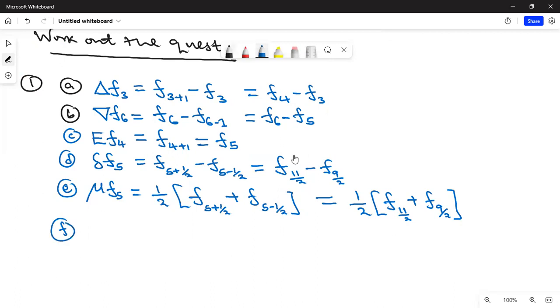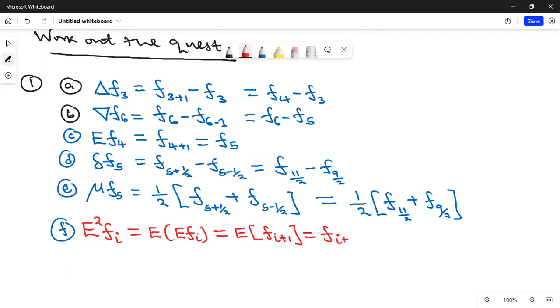We need now, let me use another color, E squared of Fi, which is the same as the shift of another shift of Fi. So what is the shift of Fi? Work out the innermost bracket. Shift of Fi gave us Fi plus 1. Again, when you shift it again, that will give you Fi plus 2. It's just like you are shifting twice.